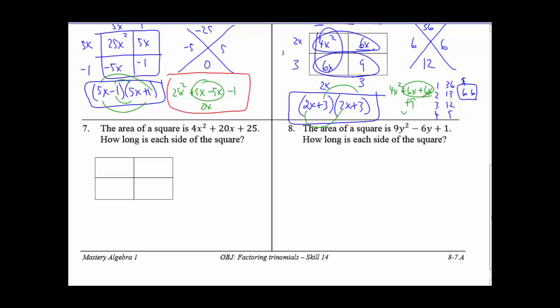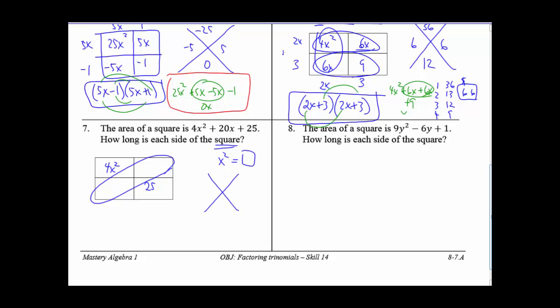Word problem. The area of a square is 4x squared plus 20x plus 25. So here's our square, just broken up into 4 parts. We can think of it as this way. 4x squared, here's our 25, and then this other part adds up to 20x's. We need to figure out how long is each side of the square. Because it's a square, side squared equals area. Remember, the sides are the same. So when we do this, we've got to think both lengths are going to be equal.